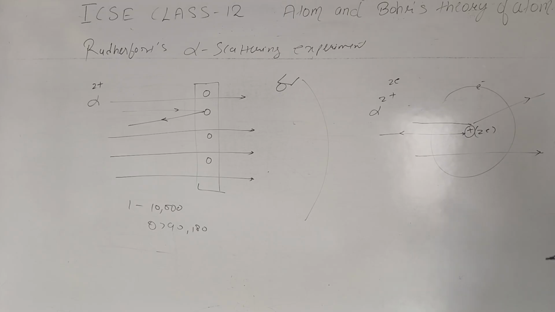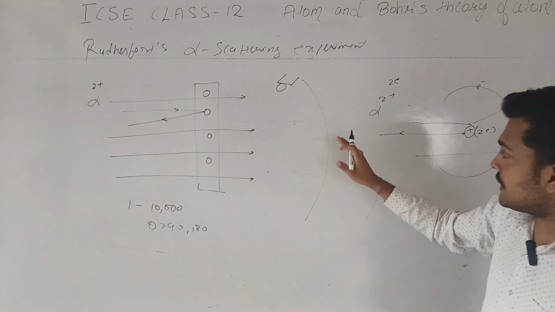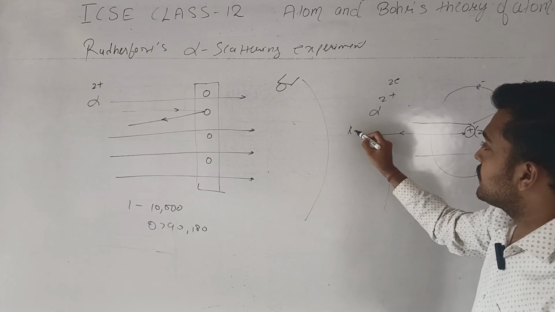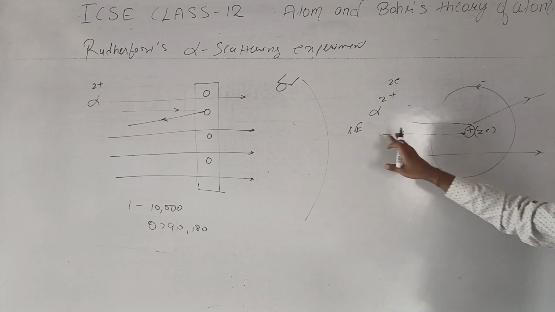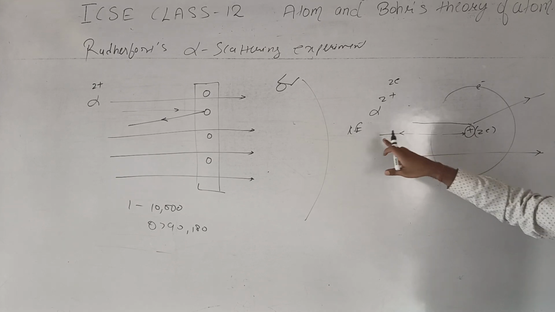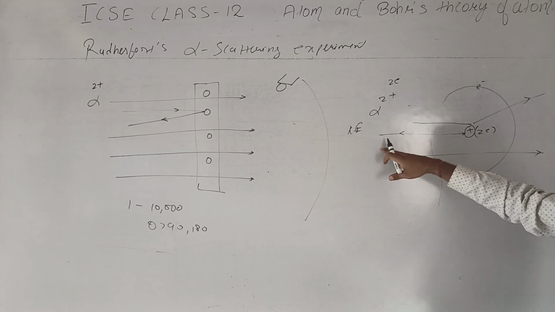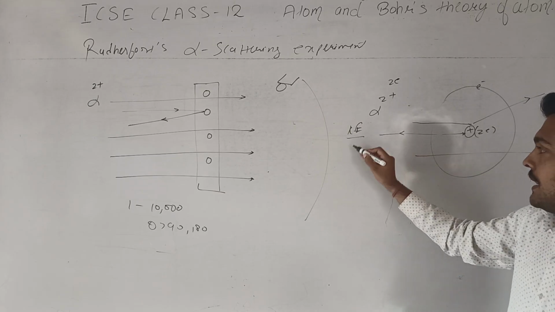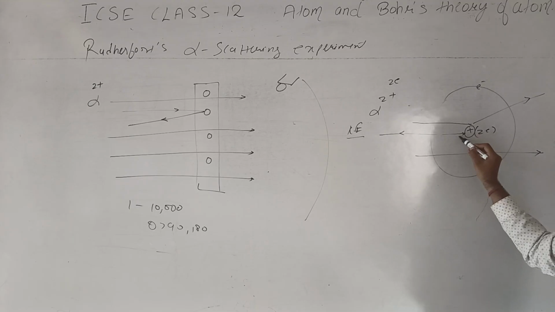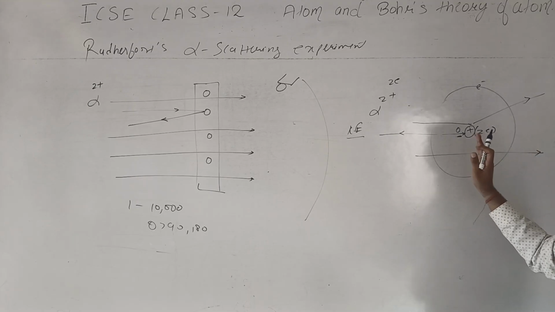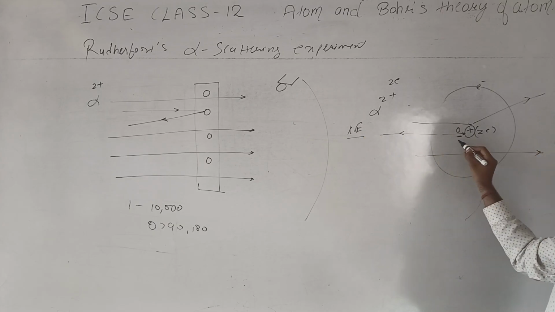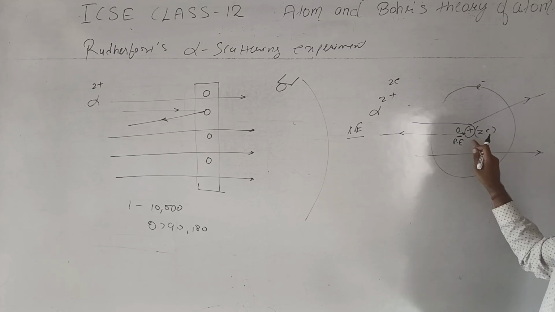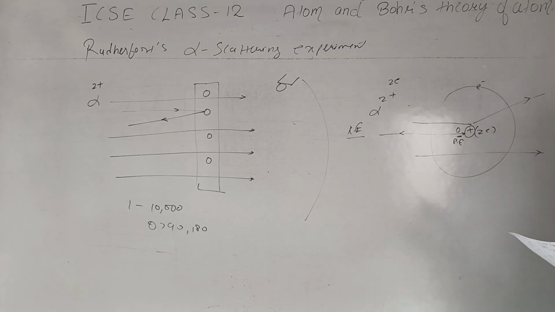Now, when the alpha particle was coming, it was having kinetic energy, and when it came near the nucleus, it was continuously repelled by it. So its velocity was decreasing. Here its kinetic energy is K, and here its kinetic energy is 0, because it gets stopped before getting bounced back. So all the kinetic energy has been converted into potential energy here.